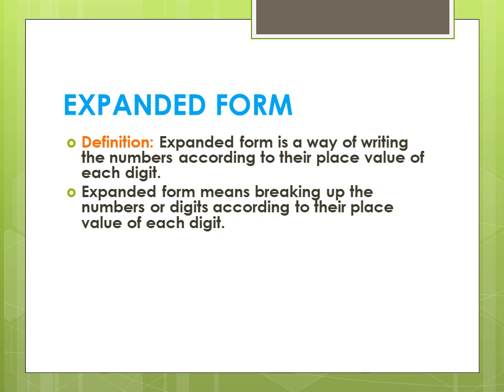Here is the expanded form, children. Just have a look at the definition. Expanded form is a way of writing the numbers according to the place value of each digit, what it holds on. And here is one more for your understanding. Expanded form means breaking up the numbers or digits according to the place value of each digit. What does it mean? When you get any number, you are going to break up or divide the number in detail according to the place value of each digit.